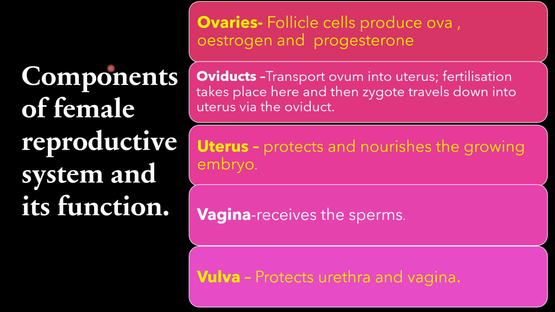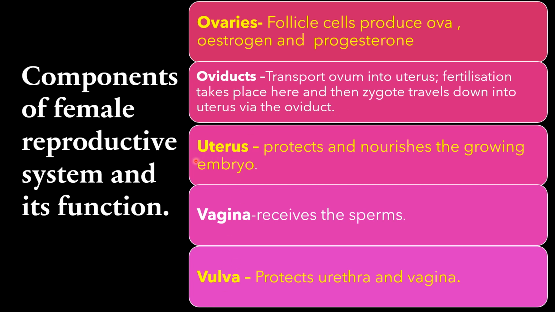Let us go through the different functions of female reproductive organs. First one, ovaries. Ovaries are the primary reproductive organ of the female reproductive system. Follicle cells produce ova, estrogen and progesterone, which are very important hormones produced from the ovaries. Then the next organ is the oviducts, or fallopian tube or uterine tube. What is the function of oviducts? Transport the ovum into the uterus. Fertilization takes place in the oviduct, and then the zygote travels down into the uterus via the oviduct. That is the function of oviducts.